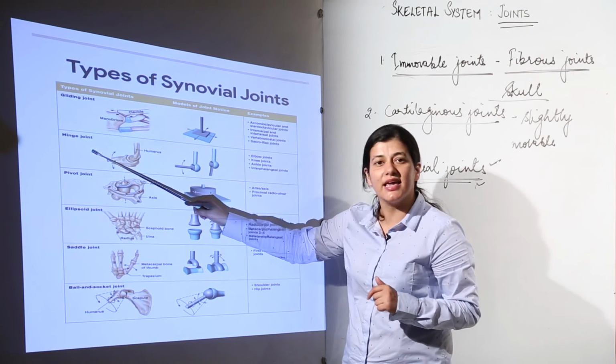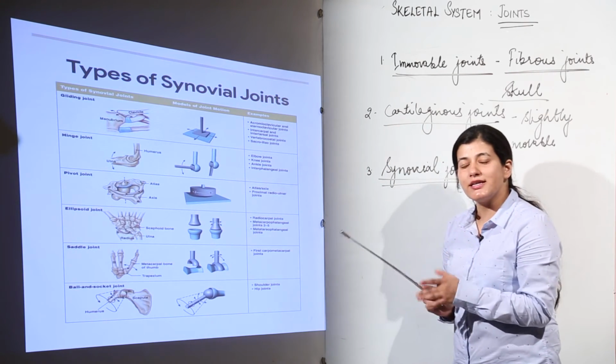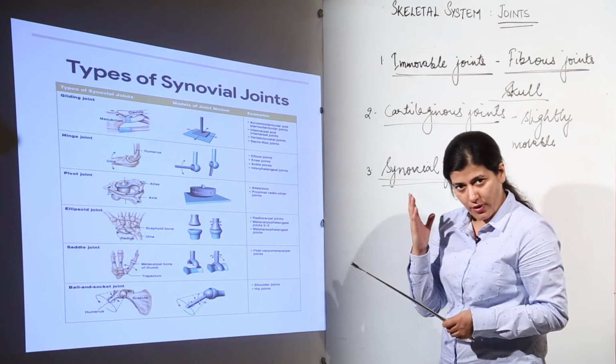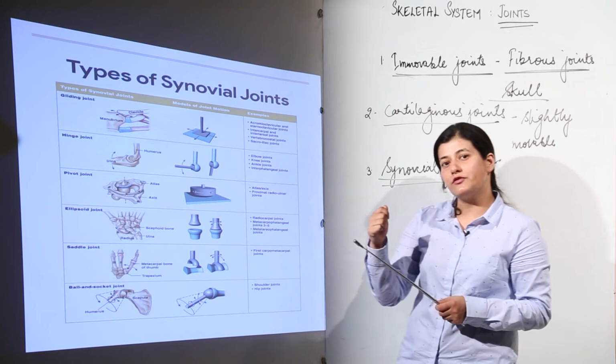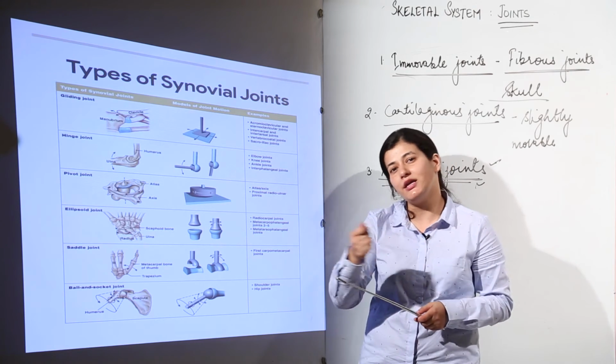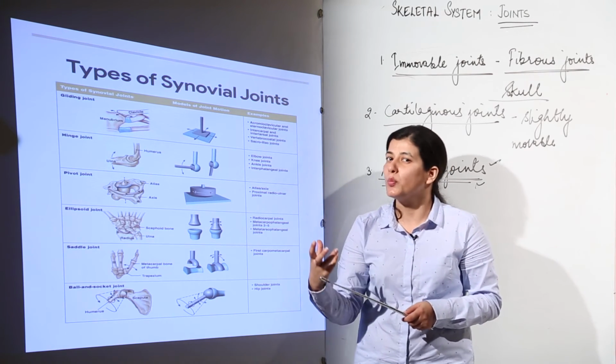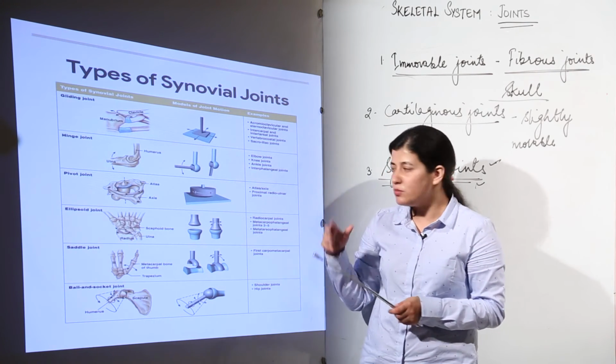Then the next one is the hinge joint. A hinge joint is like the one in a door. You have a hinge in a door. In the case of a door, you can open it up to 180 degrees, or it could be opened to almost 90 degrees.